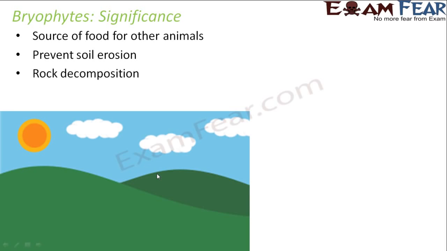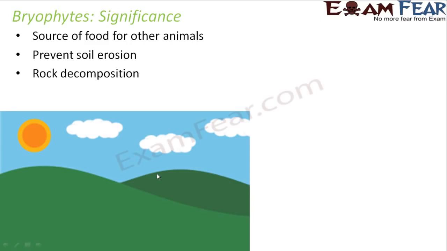Helps in rock decomposition. What do we mean by rock decomposition? We would have observed that there are many bryophytes like mosses which actually grow on barren rocks. Barren rocks are of no use, right? On rocks you cannot cultivate things. But if these bryophytes start growing on barren rocks, they gradually start converting the barren area into dense wood.